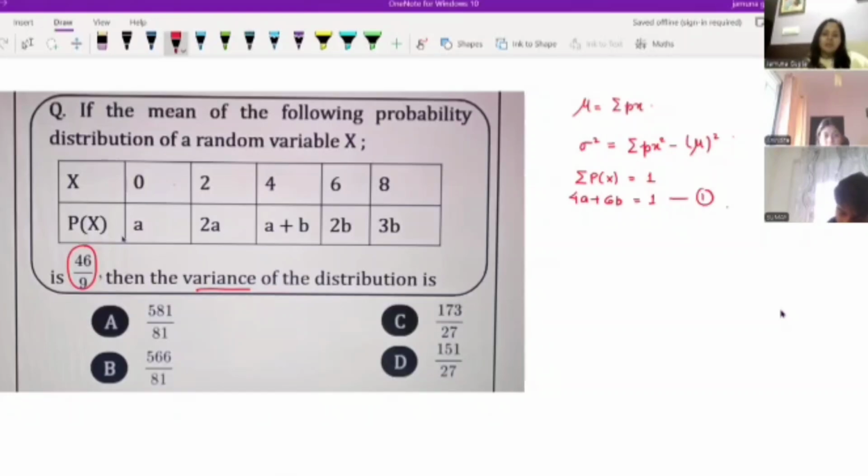Then for the mean, how will you find the mean? P into x. So p into x will give you 0 plus 4a plus 4b plus 12b plus 24b, which is equal to 46/9. So that means 8a plus 40b is equal to 46/9. I hope you can solve this one and find the value of a and b. Solve it and get the value of a and b. I'll pause meanwhile.